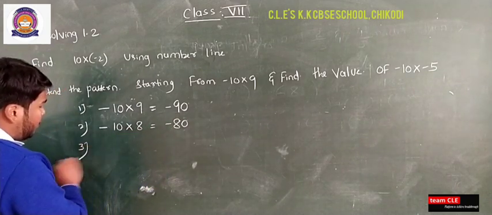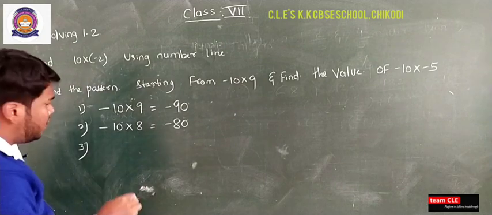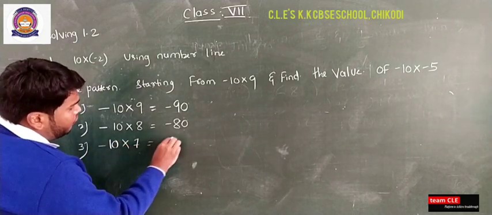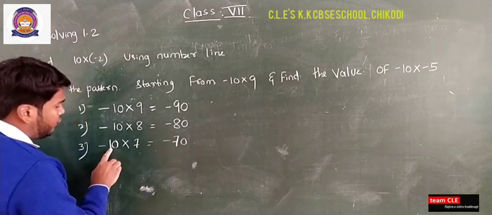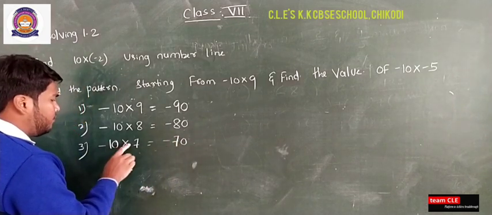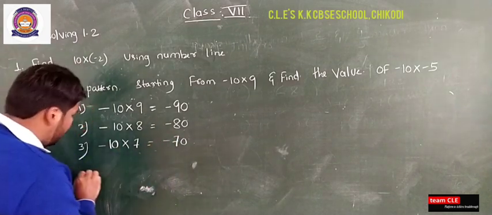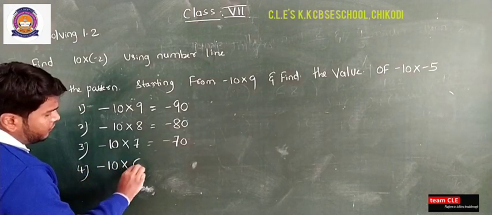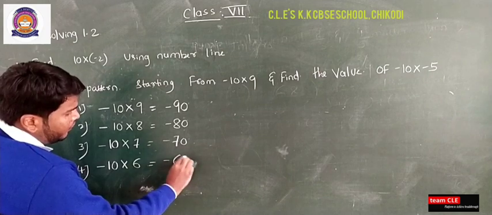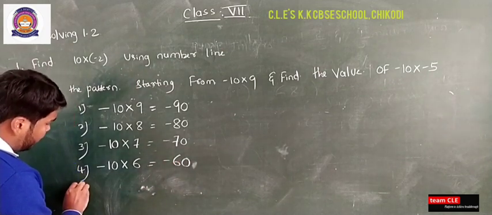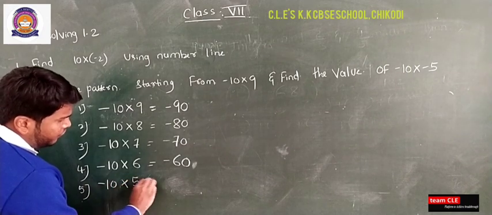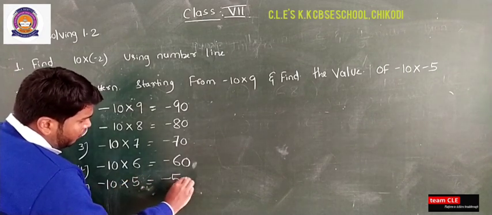Third one, you have to extend the pattern. The next is minus 10 into 7, which is equal to minus 70, because 10 sevens are 70, minus into plus is minus. Similarly, fourth one is minus 10 into 6, which is equal to minus 60, because 10 sixes are 60. Fifth one is minus 10 into 5, which is equal to minus 50.